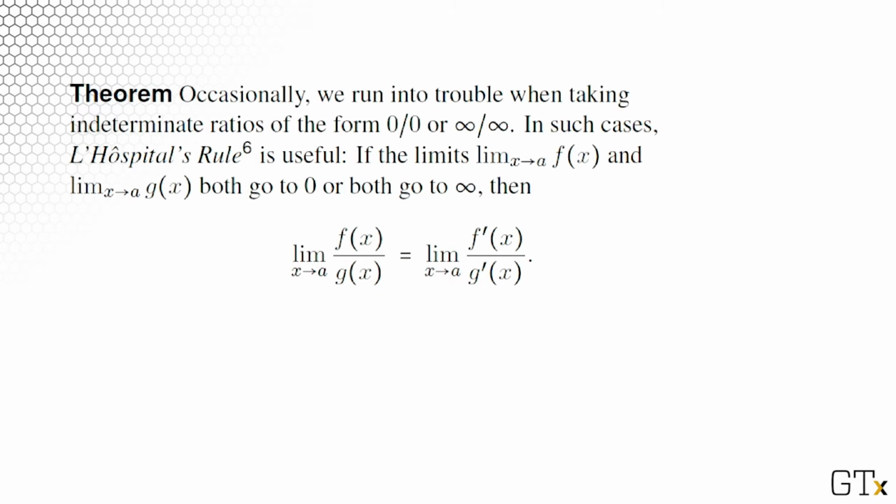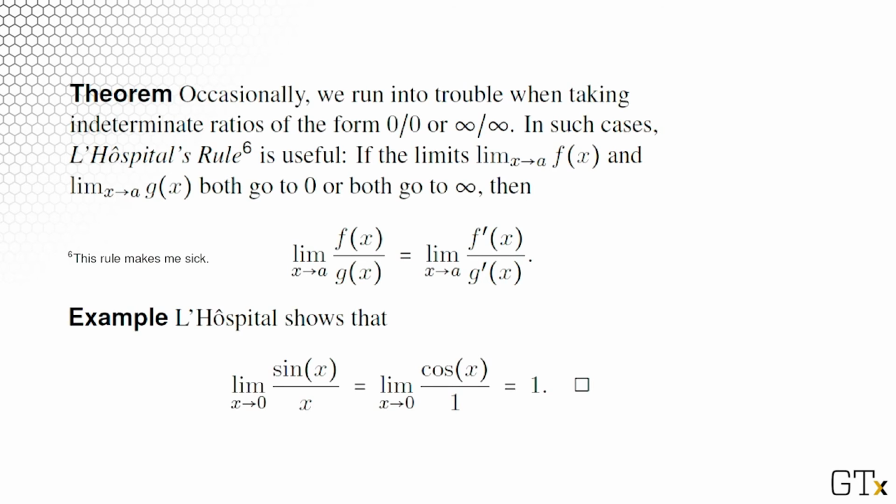If the limits of f of x as x goes to a and g of x as x goes to a both go to 0 or go to infinity, then the limit as x goes to a of f of x over g of x equals the limit as x goes to a of f prime of x over g prime of x. And it looks like we're complicating things, but sometimes this rule, L'Hopital's rule, makes things a lot easier. And this rule makes me sick, ha ha ha, L'Hopital.